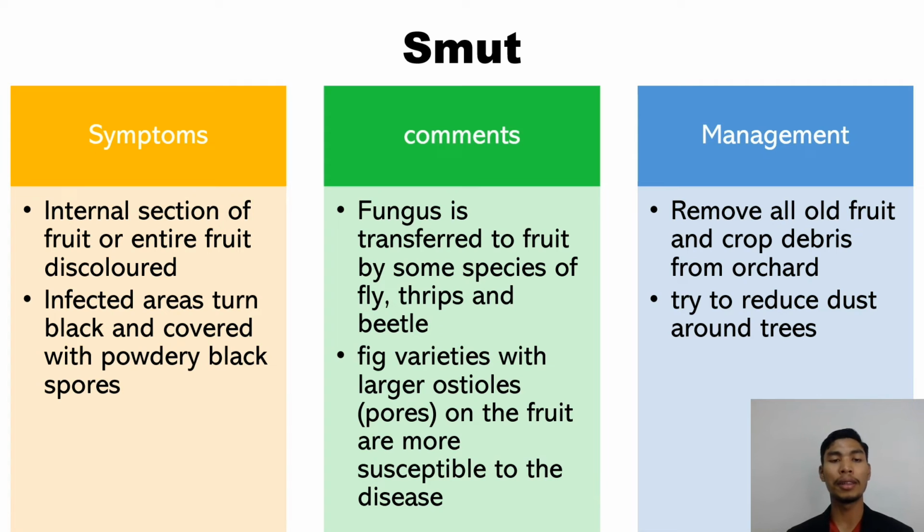And number four is smut. Usually the symptom, internal section of the fruit or the entire fruit will become discolored, and infected areas will turn black and covered with powdery black spores. As for common, the fungus is transferred to fruit by some species of fly, thrips, and also beetle. The fig varieties with larger ostioles, which are the pores on the fruits, are more susceptible to the disease. And usually we manage this by removing all old fruit and crop debris from the orchard and trying to reduce dust around the trees.